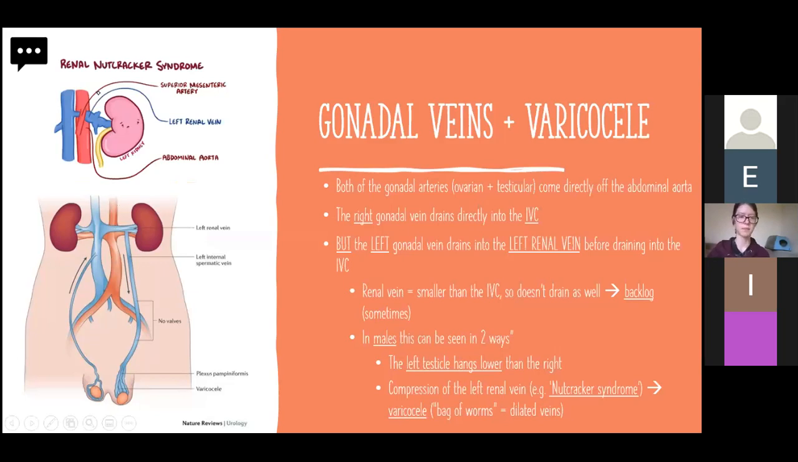Also, you can have something called nutcracker syndrome, which is basically the SMA coming off the aorta, pinching off the left renal vein. So it sort of squishes it a bit, which means the blood can't flow back as well. So you get backflow, and if you get backlog, you're going to get dilation of your veins. And in males, that's going to look like varicocele, which looks like a bag of worms.